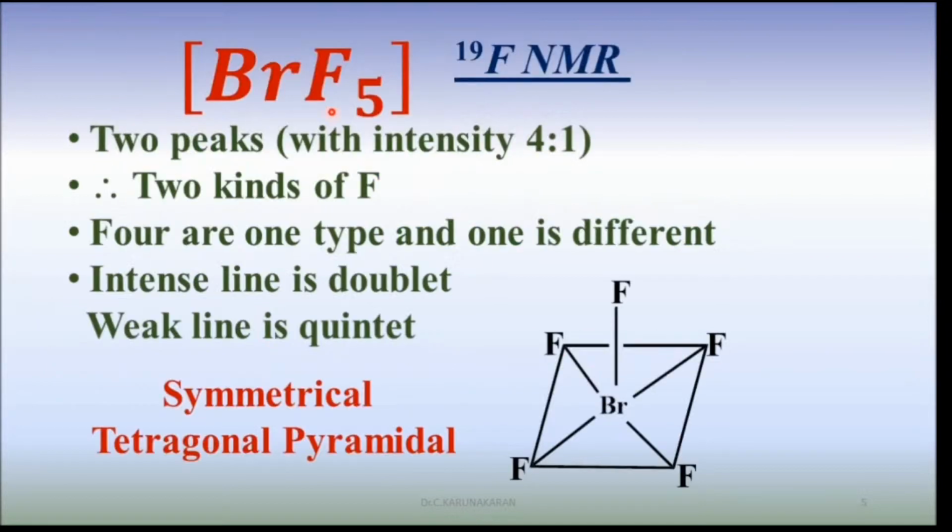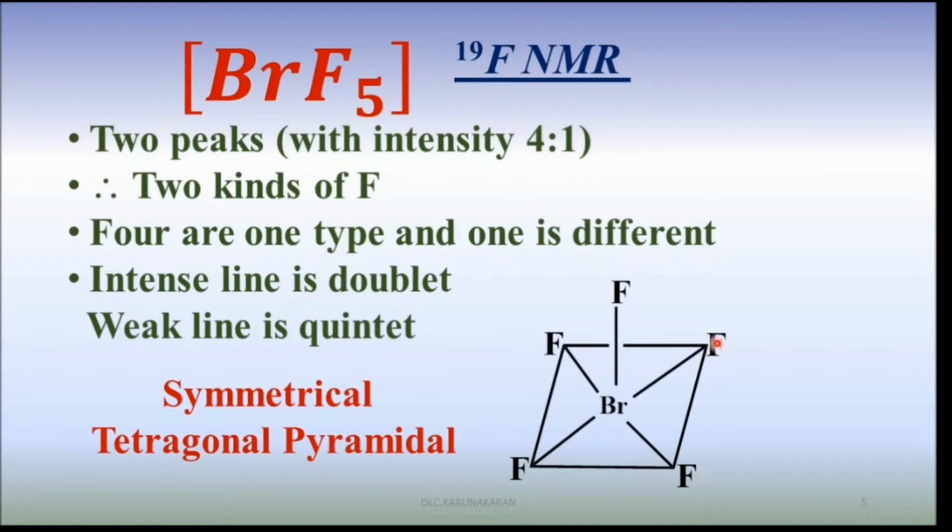Similarly, the structure of BrF5 is studied by using fluorine-19 NMR. In this case, 2 peaks were observed with intensity ratio 4:1. It shows that there are 2 kinds of fluorine. 4 are one type and 1 is a different type. The intense line is a doublet.